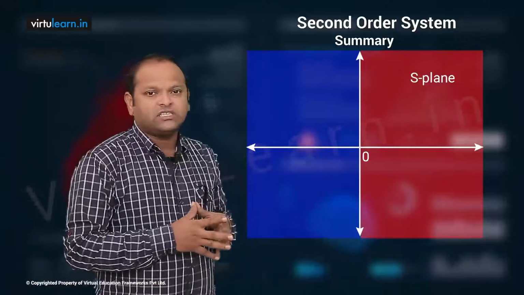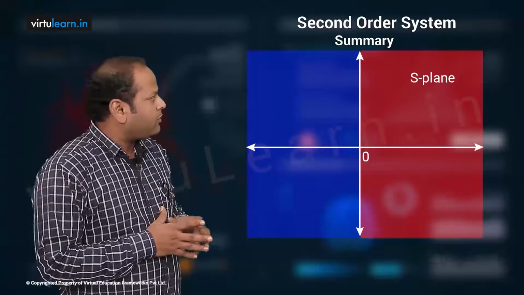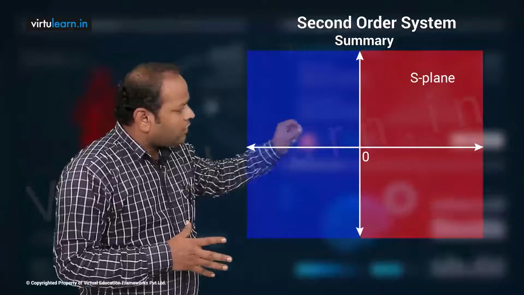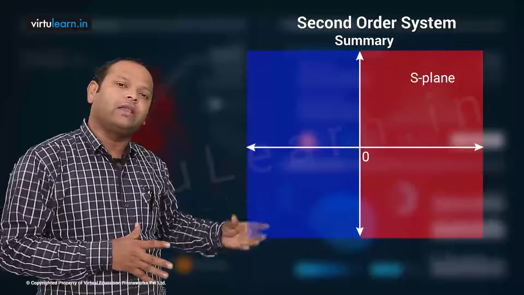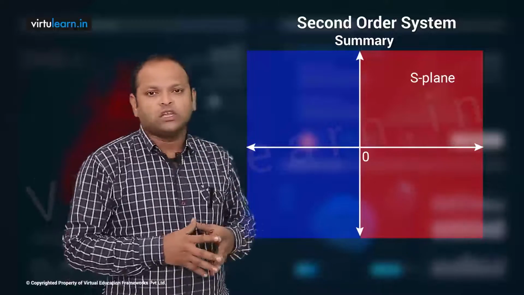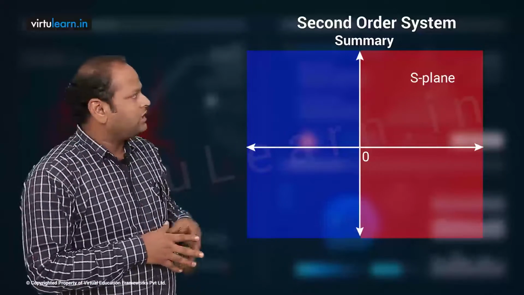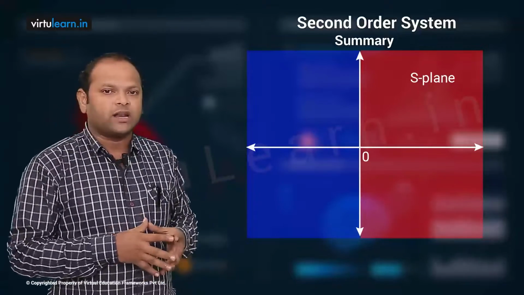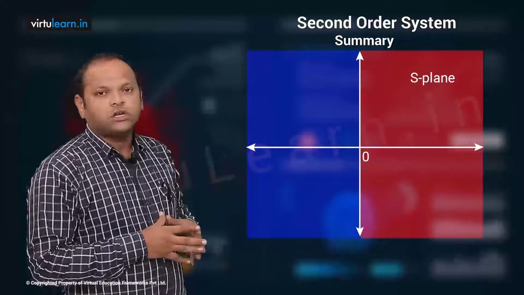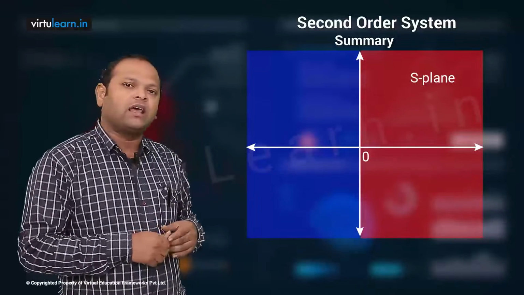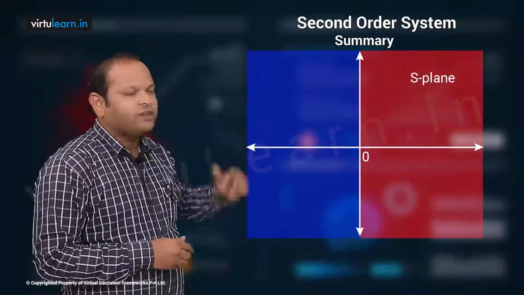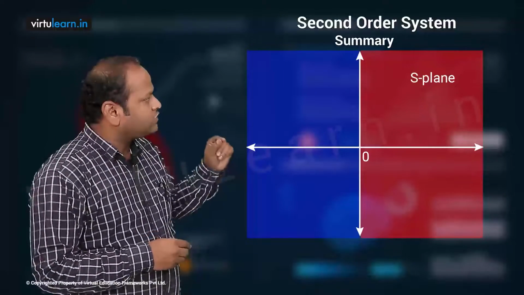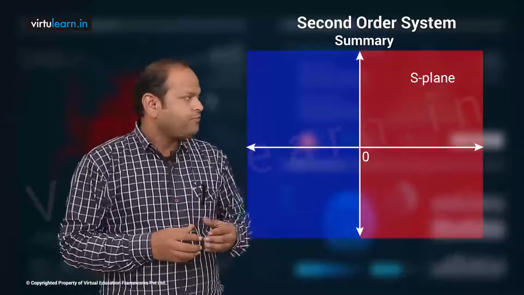Now the third is when zeta is 1, it is critically damped. My pole locations are on the real axis, that is the negative real axis. Both are real and equal. The last one is we have zeta greater than 1, and the type of the response is overdamped response, and my two poles are real but they are unequal. One is going towards minus infinity, one is going towards 0.